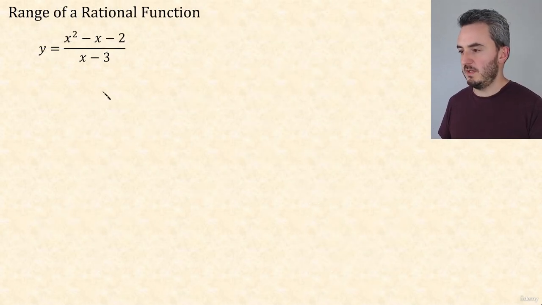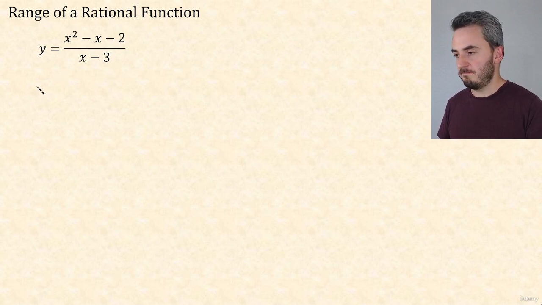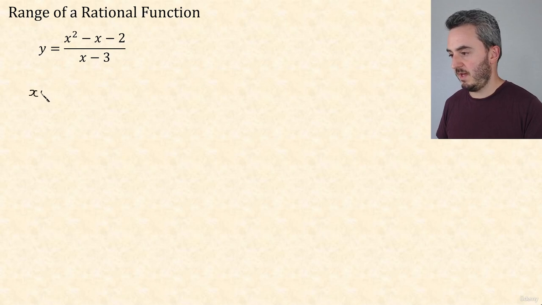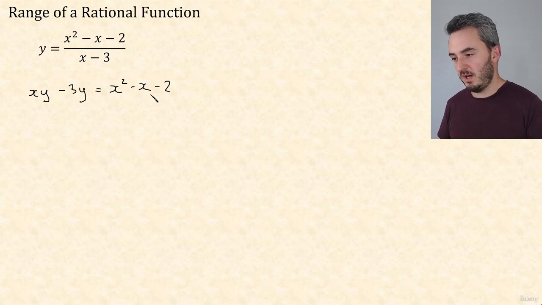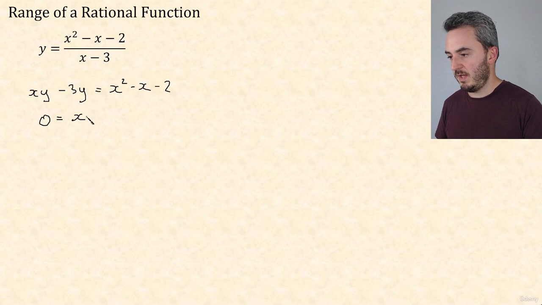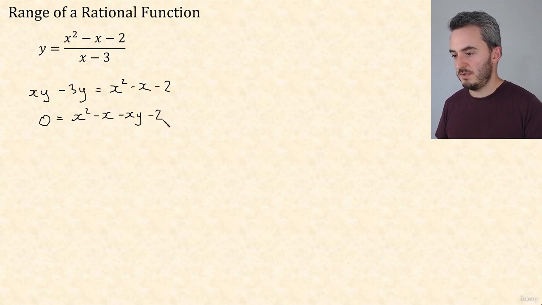So what we're going to do is start by multiplying this out. And I'm actually going to fully multiply out. So y times x is xy, then minus 3y equals, and what I'm actually going to do is form a full quadratic in x where some of my coefficients are y. So getting everything over onto one side, I've got x squared, now I've got minus x and minus xy, then I've got minus 2 and I've got plus 3y.